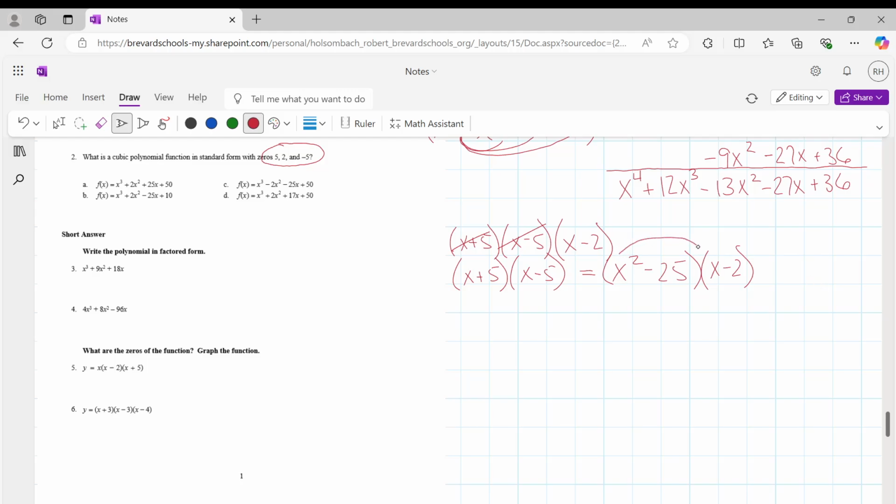So the x squared times x is x to the third. X squared times -2 is -2x squared. -25 times x is -25x. And -25 times -2 is +50. And there's your function in standard form from these zeros.